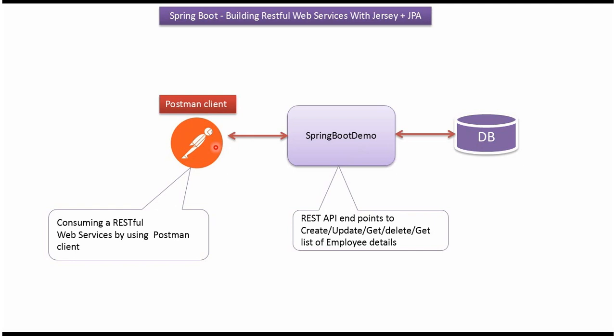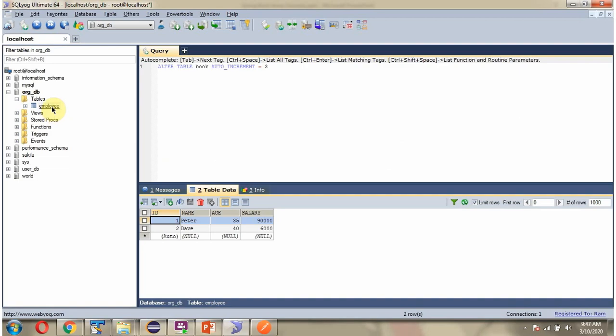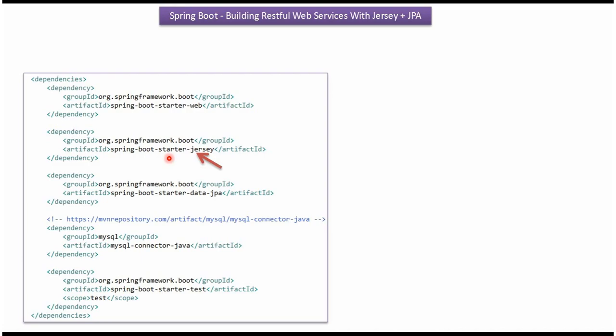And here you can see the Postman client. Using this, we will consume the RESTful web services which are exposed by the Spring Boot demo application. Here you can see the employee table, and it has two records. In this example, we are going to build RESTful web services using Jersey. So we have to include the dependency of Jersey in the pom.xml like this.